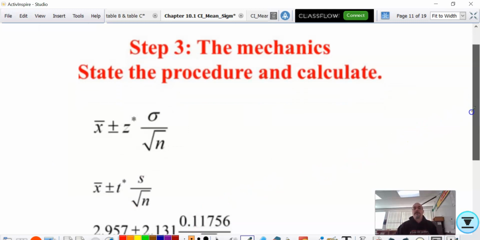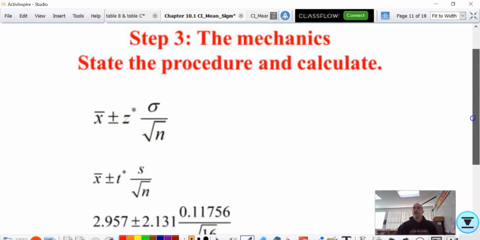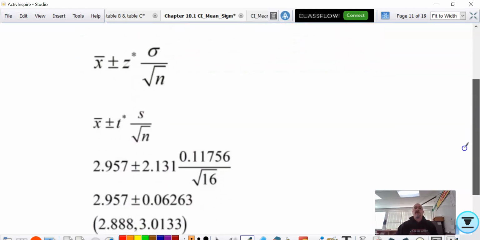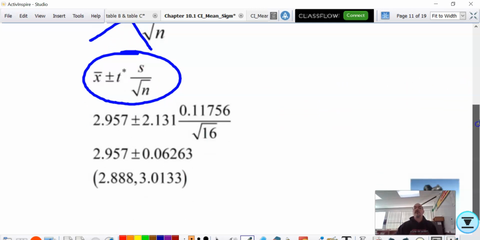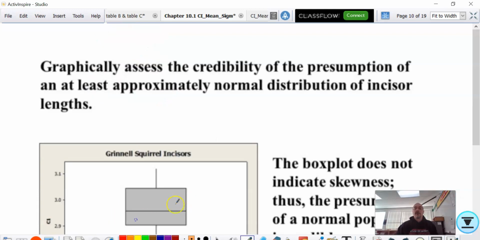Step 3, state the procedure and calculate. So we are not going to use this one because we do not know the standard deviation. So we are going to use x bar plus or minus t star times the standard deviation divided by the square root of n. Now, let's just make sure we got this.